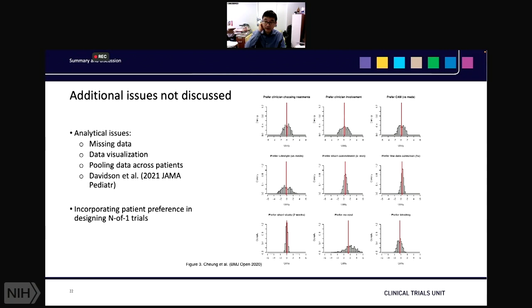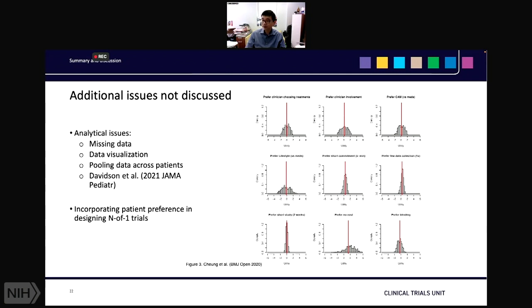Another analytical issue that we have not discussed here, but is important, is whether and how we should pool data across patients. The focus of an N-of-1 trial is to identify an optimal treatment for the individual. It's not to generalize the findings to other people, but in some situations it might be useful to get a sense of what's going on at the population level, how often people would prefer treatment A versus treatment B. That can usually be done in a Bayesian framework, which is also discussed in the article.